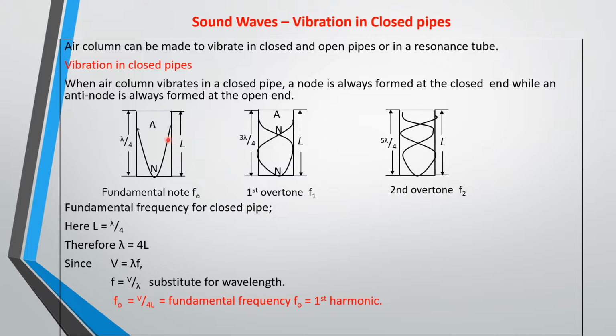So for a closed pipe, when an air column vibrates in a closed pipe, a node is always formed at the closed end, while an antinode is always formed at the open end. And that is exactly what we have here. This is the fundamental frequency. There is a node at the closed end, there is an antinode at the open end. Then this is a node, this is a node, this is an antinode, the open end. This a node, this a node, this a node, and this is an antinode. Is that okay? So as we did for a stretched string, that's exactly what we're going to do for vibration in closed pipes.